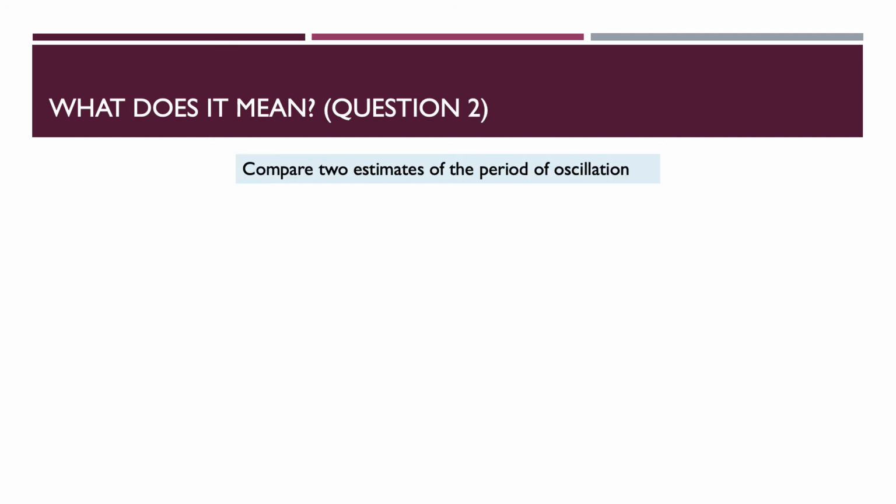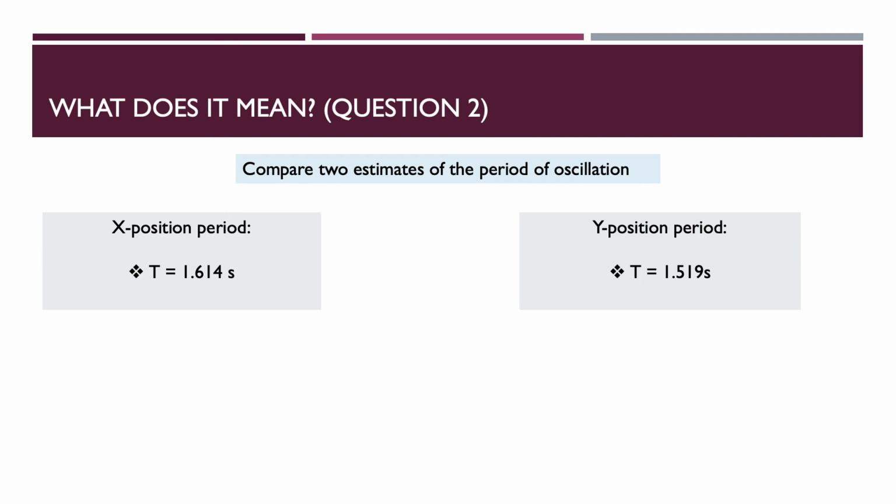The second "what does it mean" question asks to compare the difference between the periods obtained using x position data versus y position data. The periods differ slightly. This is because the position of the mass during the oscillation differs between the x and y axes.